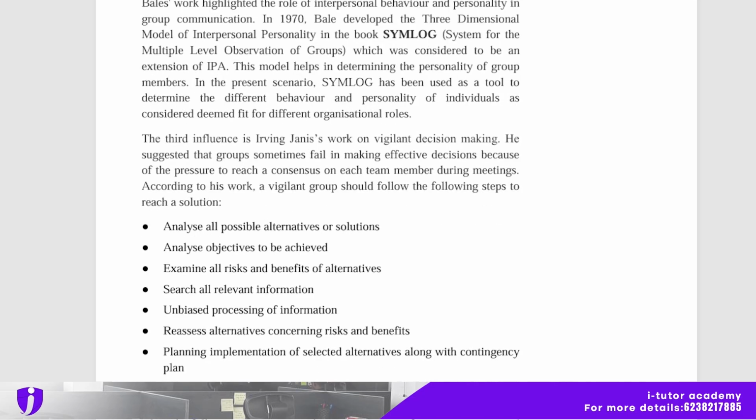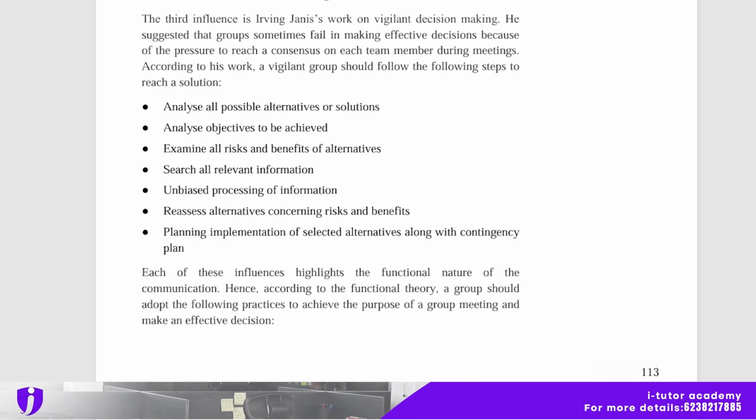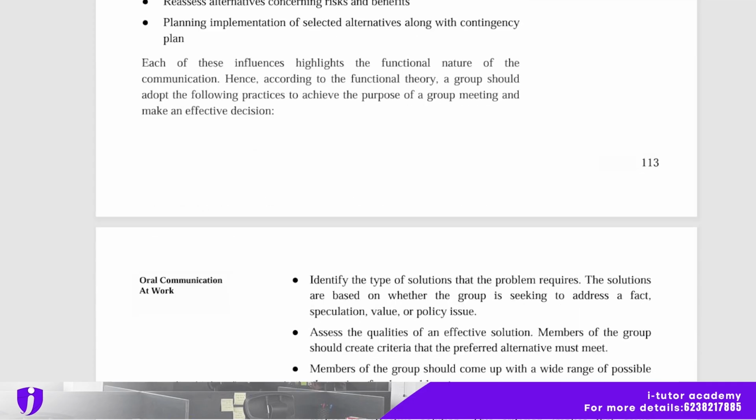And according to the work, a vigilant group should follow the following steps to reach the solution: analyze all possible alternatives or solutions, analyze objectives to be achieved, examine all risks and benefits of alternatives, search all relevant information, unbiased processing of information, and reassess alternatives concerning risk and benefit, planning implementation of selected alternatives along with the contingency plan. Okay, so each of these influences highlights the functional nature of the communication.